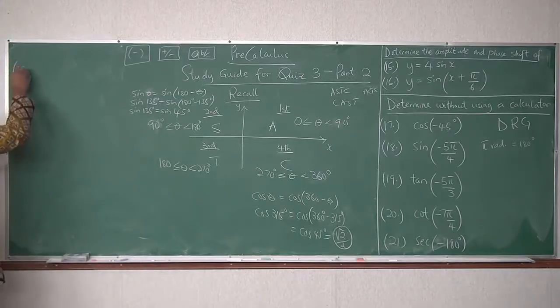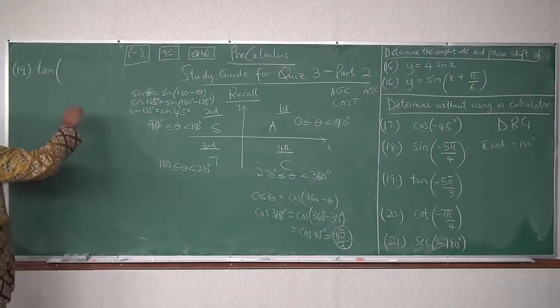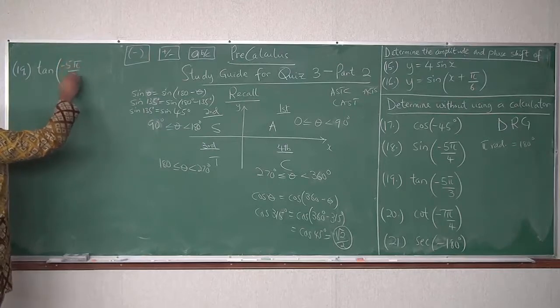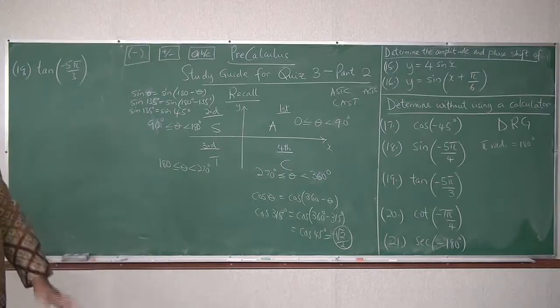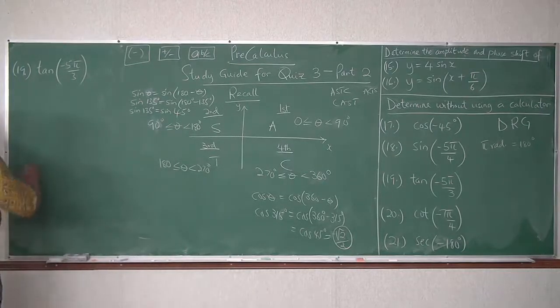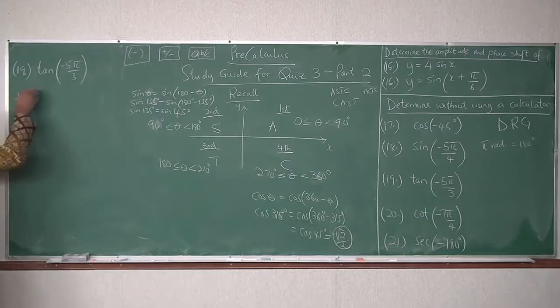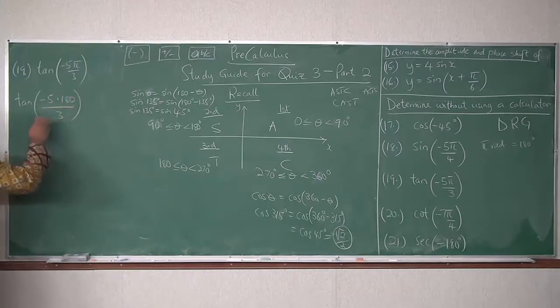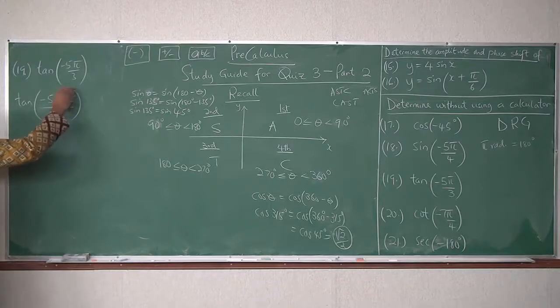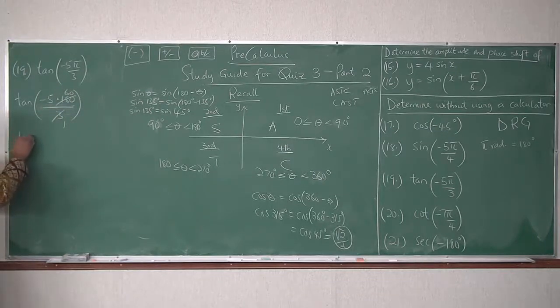Question 19. We have tan of negative 5 pi over 3. Let's get it in degrees first. So this will be tan of negative 5 times 180 over 3. This will cross out, this is 60. So this is tan of negative 300 degrees.